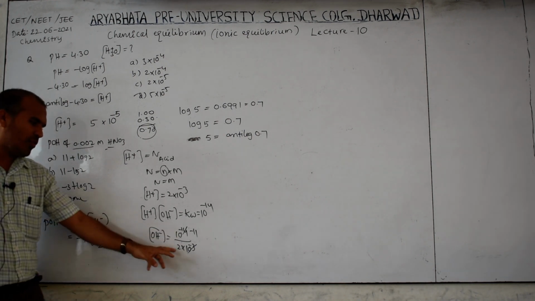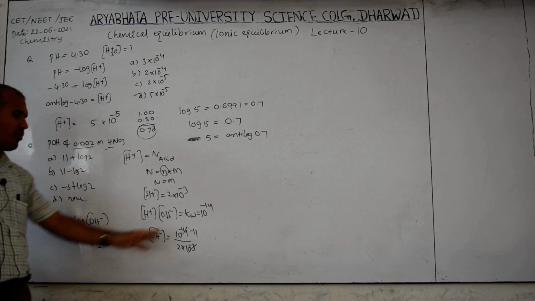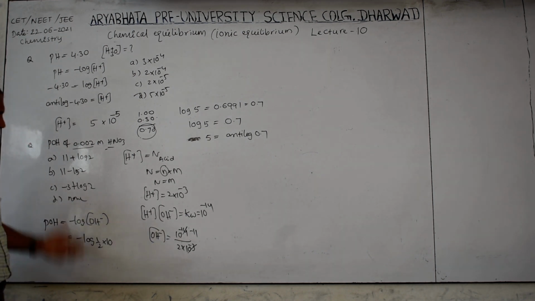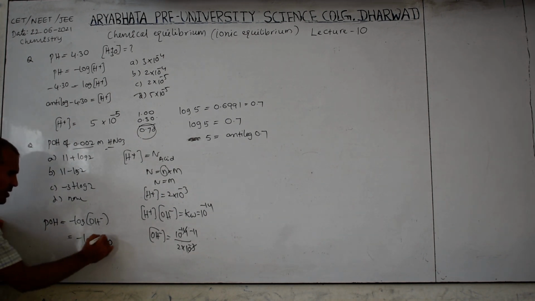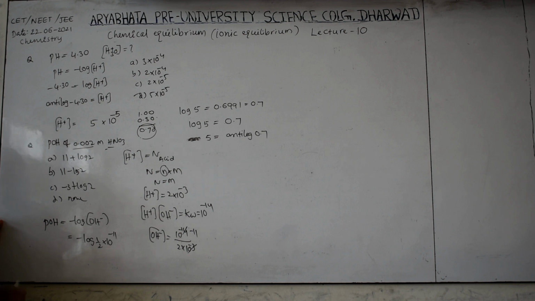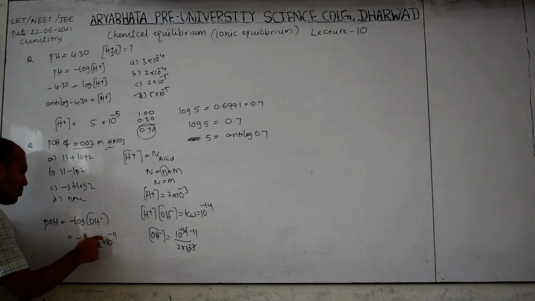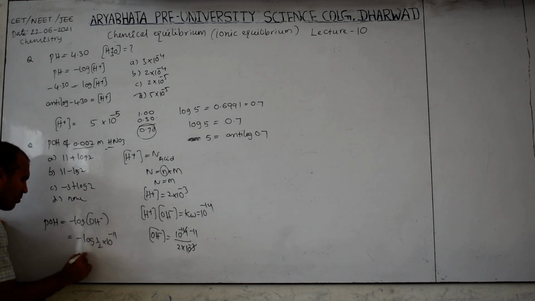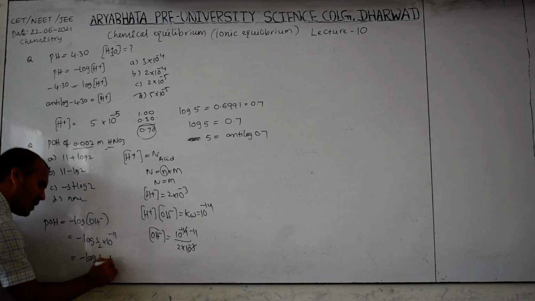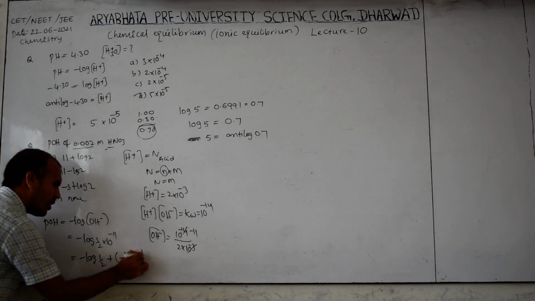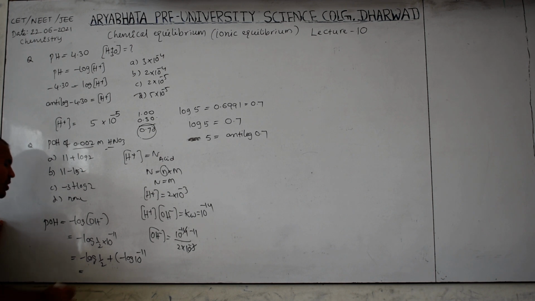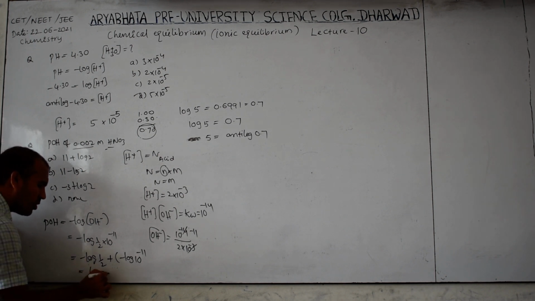And here 1 by 2 is there, 1 by 2 only you have to keep. If you keep 1 by 2 as 0.5, then again options will not be there here. Therefore, see the question, then immediately the options. Therefore, this is 10 power minus 11. Now this is log of A into B form. Therefore, minus log 1 by 2 plus minus log 10 power minus 11. Therefore, this minus is converted to plus log 2, and this is minus into minus, plus.